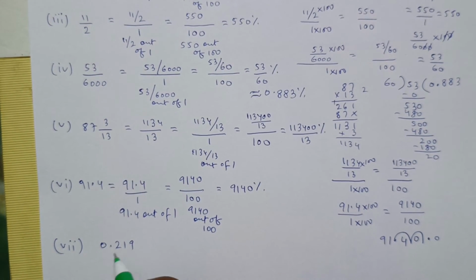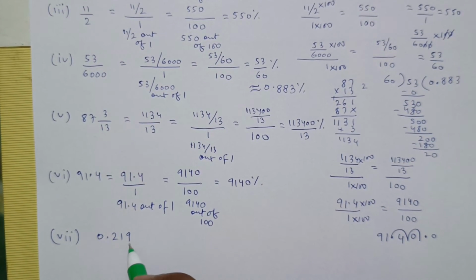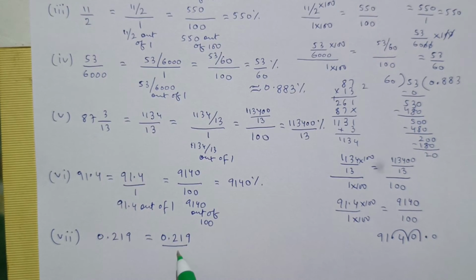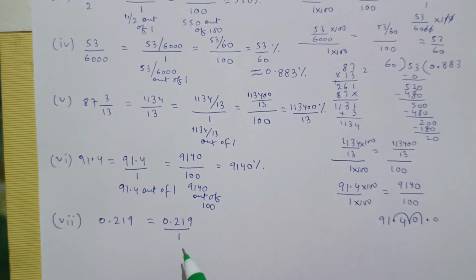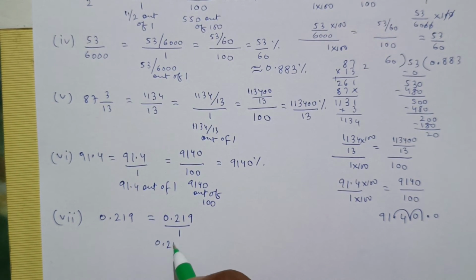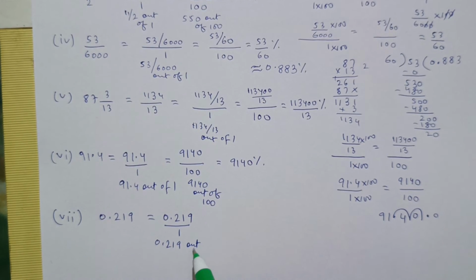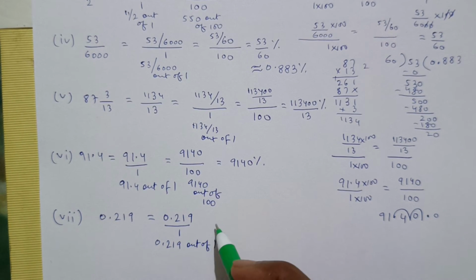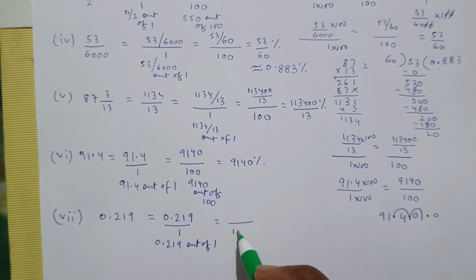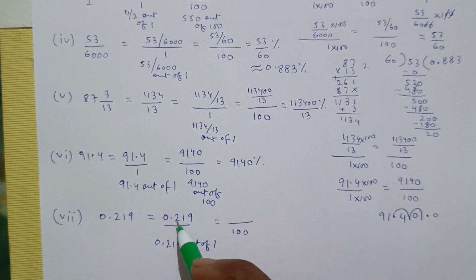0.219. So what is the percentage form of this number? 0.219 means 0.219 by 1, which means 0.219 out of 1. For percentage, the value should be out of 100. So 0.219 by 1 is equal to how much by 100?